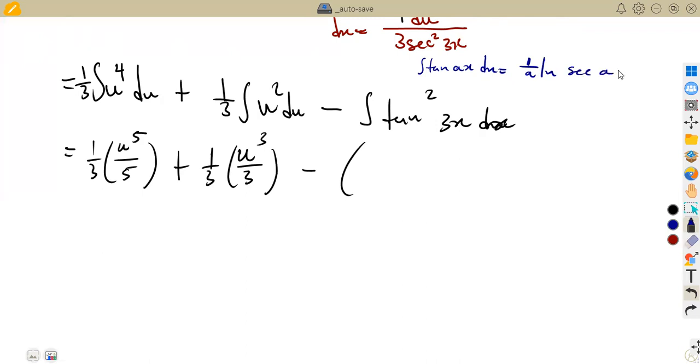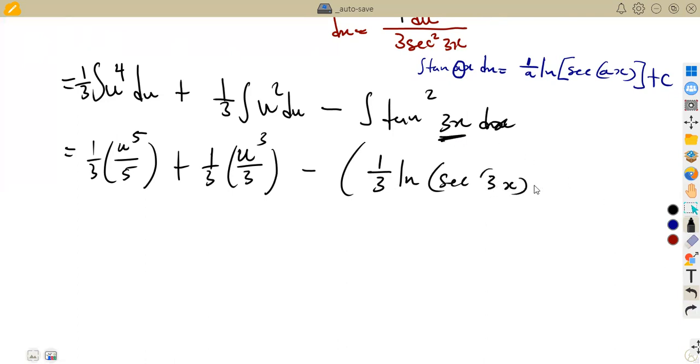Ln sec ax like this. All right, this is for tan. So meaning to say our a in this case for tan ix, our a is 3. So this is going to be 1 over a, which is 1 over 3. 1 over a here, so it's going to be 1 over 3, our a, which is 3. Then we have ln sec of ax, our ax, which is 3x. So this is ln sec 3x like this.